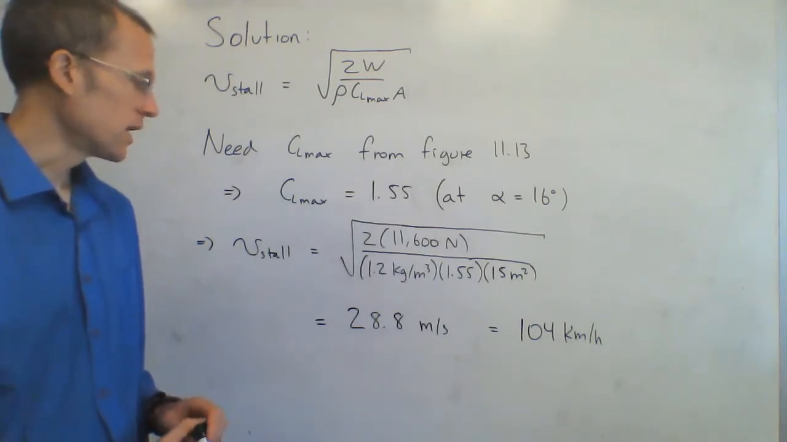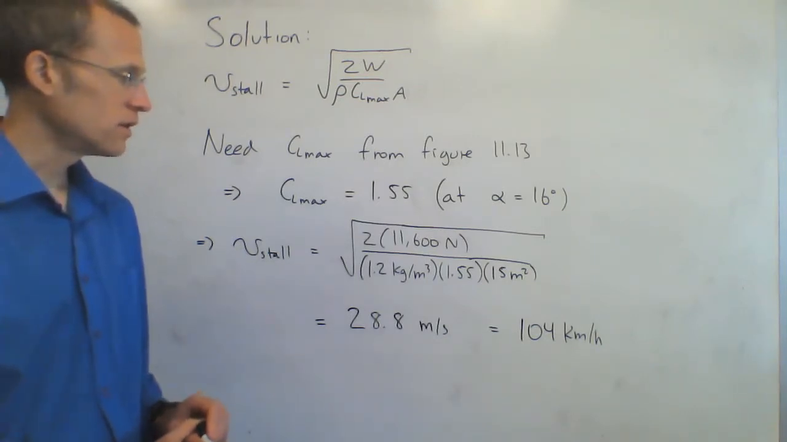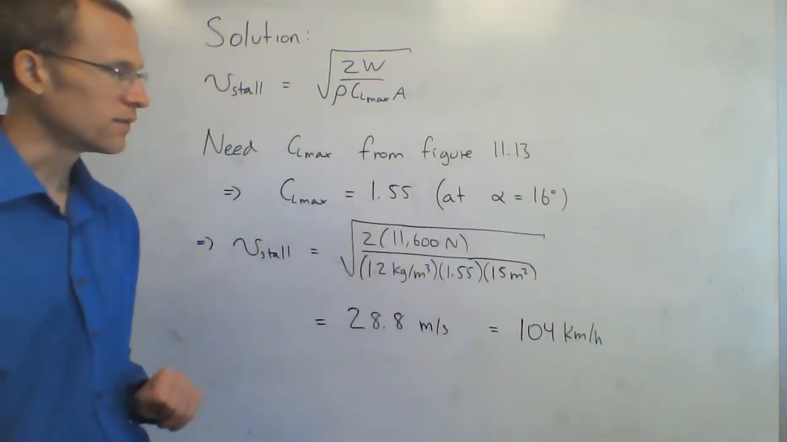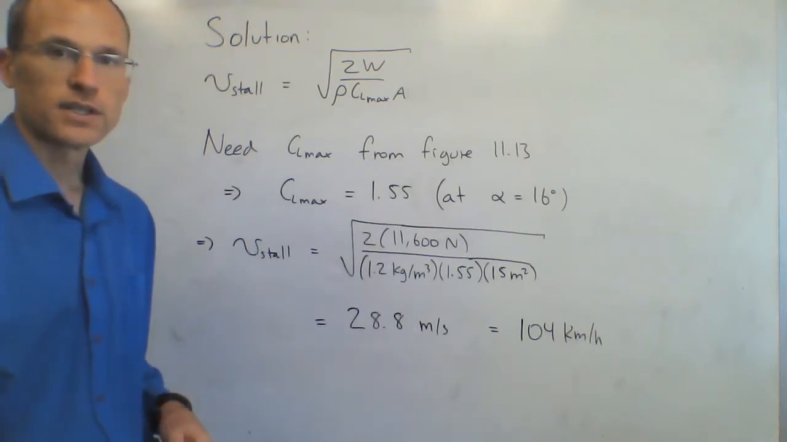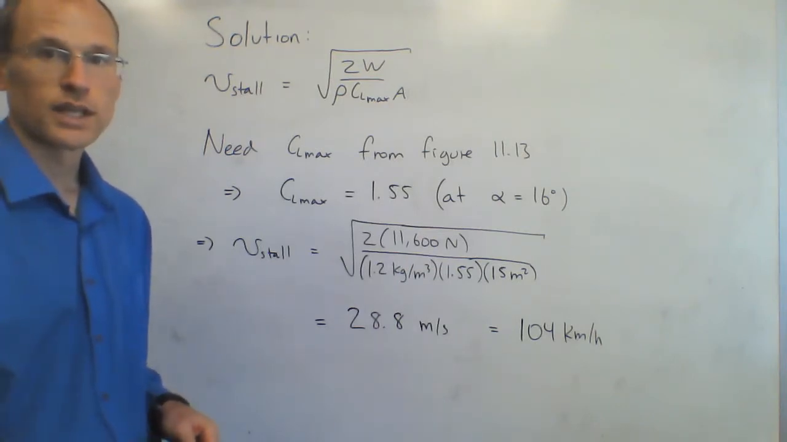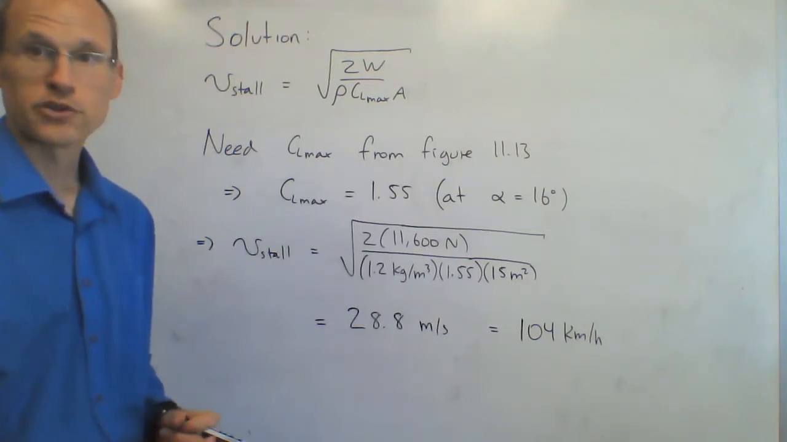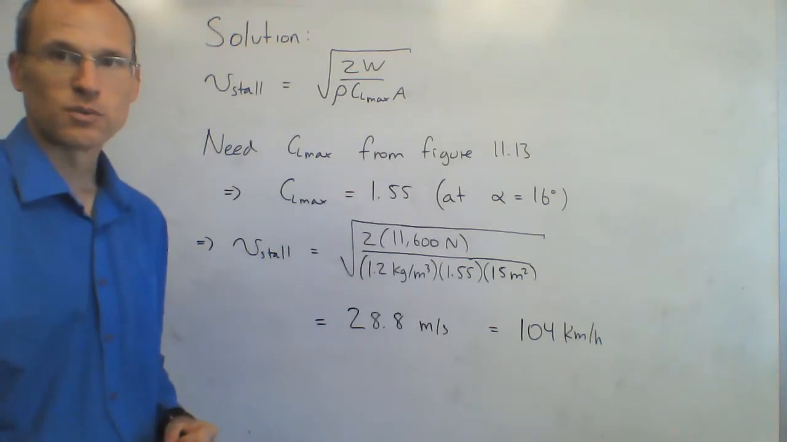Plugging that into my stall speed equation: 2 times the weight of 11,600 newtons, density 1.2, CL max 1.55, then the wing area 15 square meters gives a stall speed of 28.8 meters per second, which is 104 kilometers an hour, so just over 60 miles an hour. I want to make sure you're going at least that fast, otherwise you won't be flying for very long.